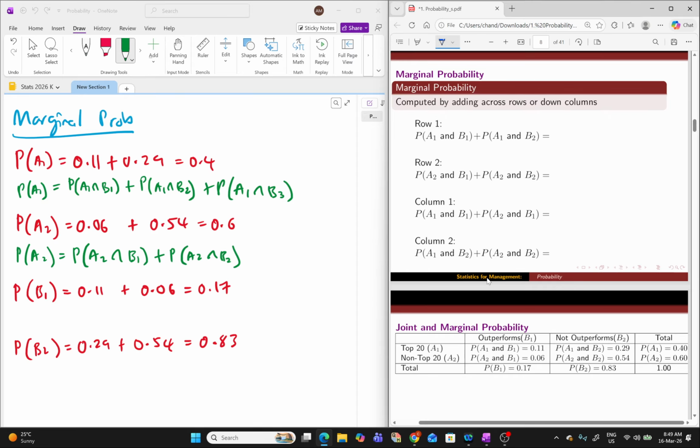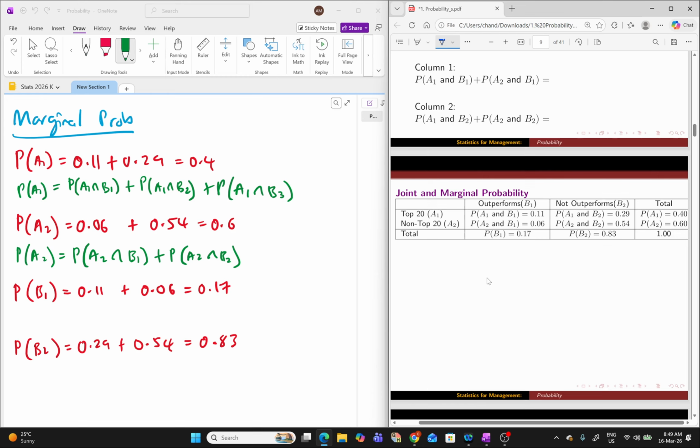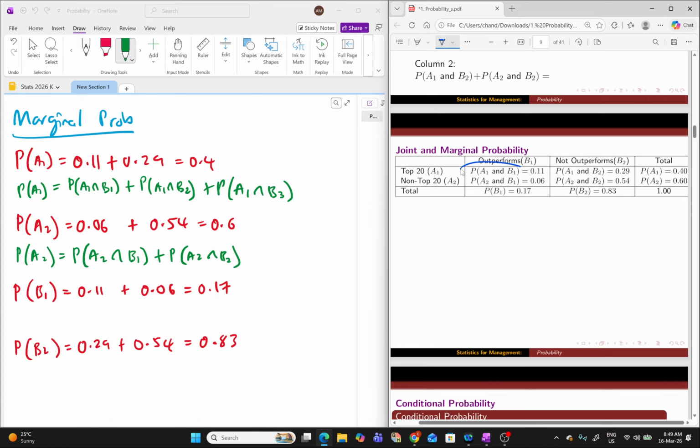Later I share the complete slide, don't worry. So you can see here that I have written the joint probability, and this is the marginal probability, all these things. Okay, if you plus by column you get 1, you plus by row also you get 1, so total probability should be 1.